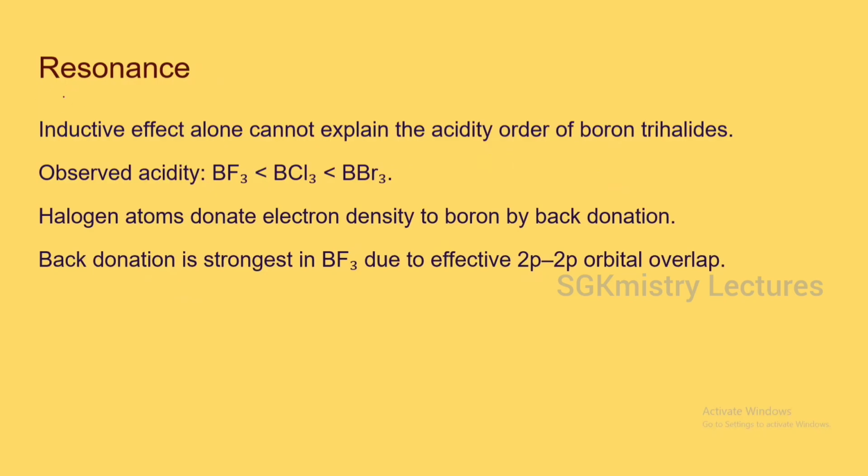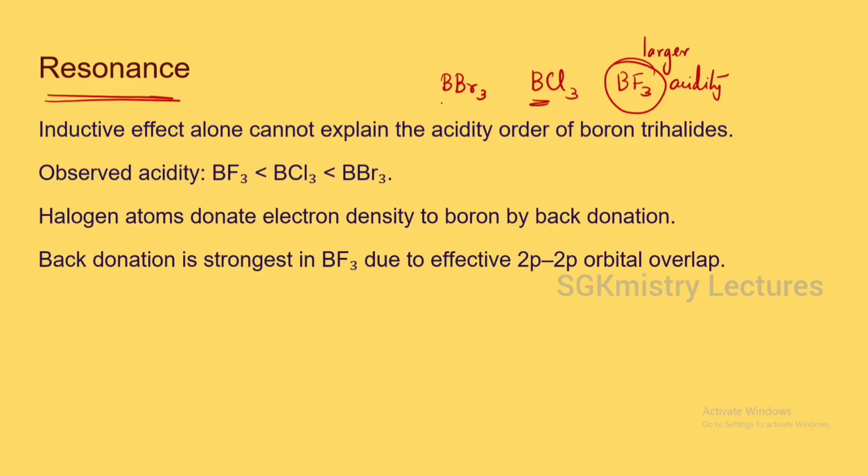Now talking about the next factor, that is resonance. According to the inductive effect, if I'm considering these 3 different halides, that is BBr3, BCl3 and BF3, it should be very clear that BF3 should have larger acidity compared to BCl3 as well as BBr3. But it is found that this particular order is wrong. The observed acidity is in this order: BBr3 has higher acidity when compared to BCl3, and BF3 has the lowest acidity.